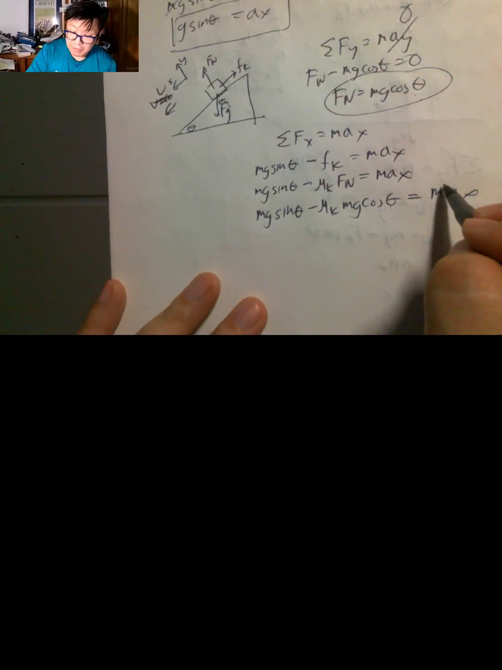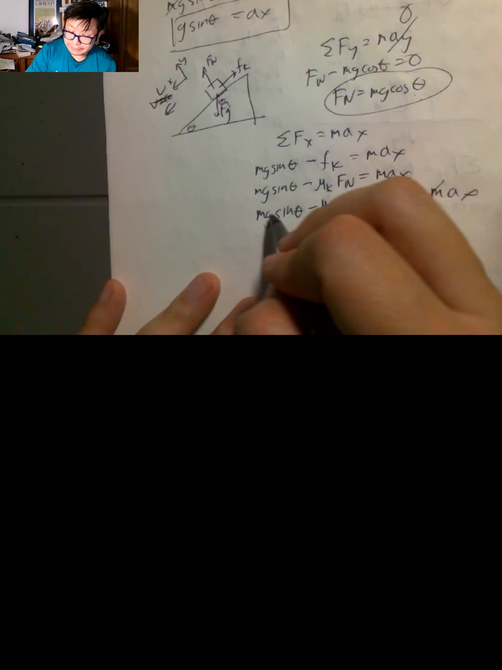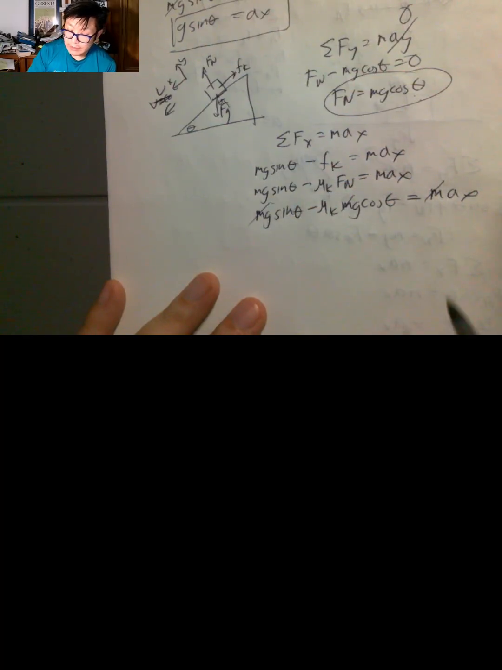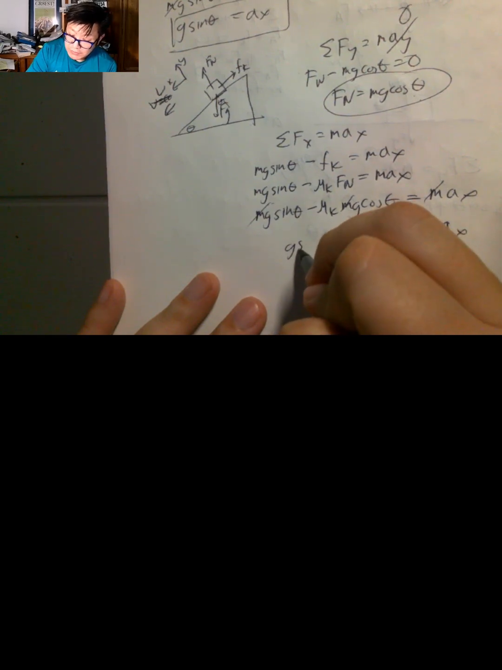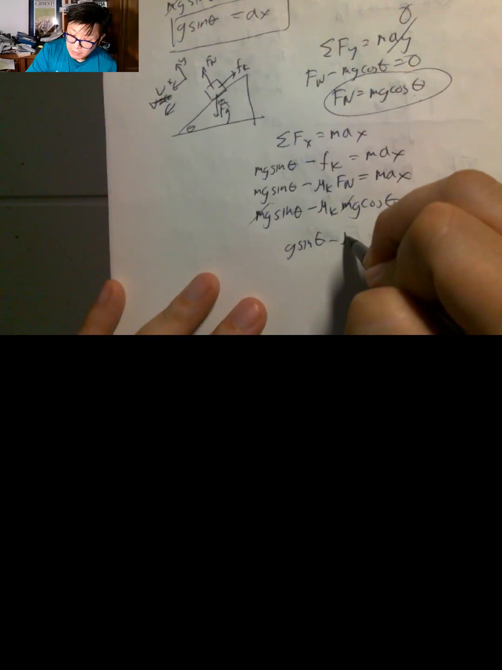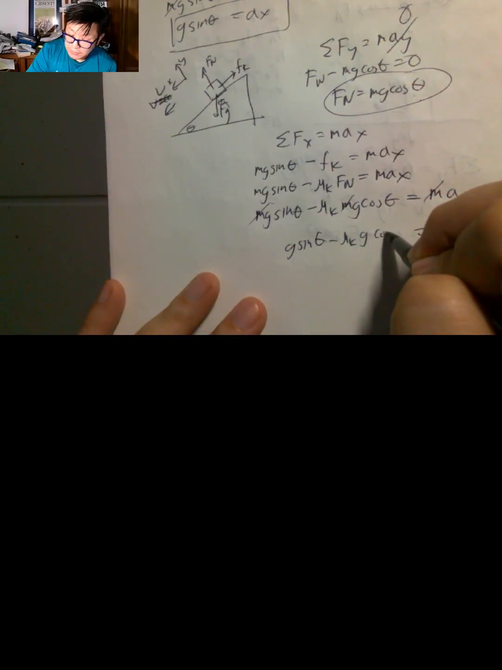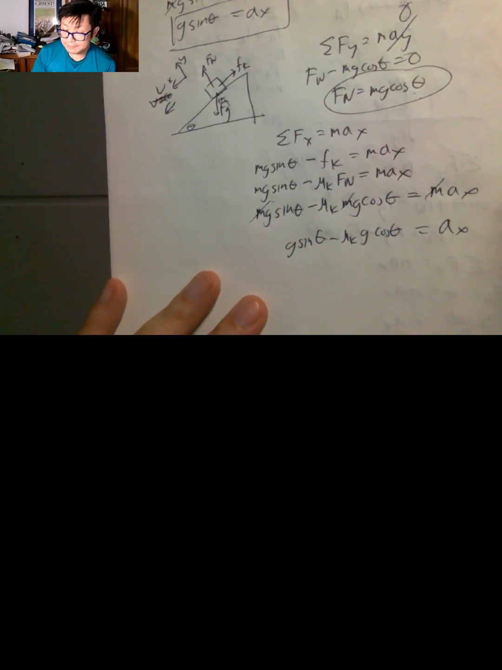Notice there's an m everywhere, so we can cancel that. And so our acceleration is going to be g sine theta minus the coefficient times g cosine theta. You could factor out a g if you needed to, but it's not necessary.